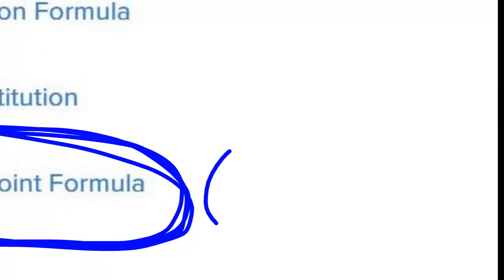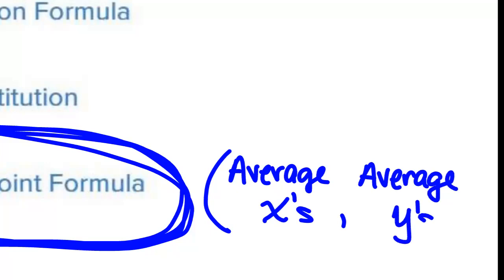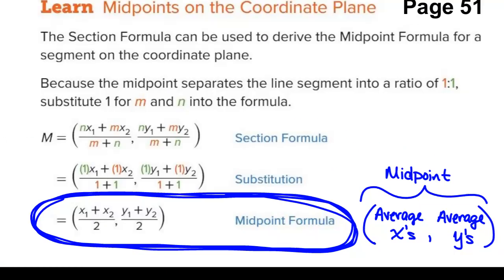For the midpoint formula, this is the average of the x's, and then it's the average for the y's. So just what we were practicing with when we were on a number line, except now we're going to add x1 and x2 together and divide. Then we'll add y1 and y2 together and divide.